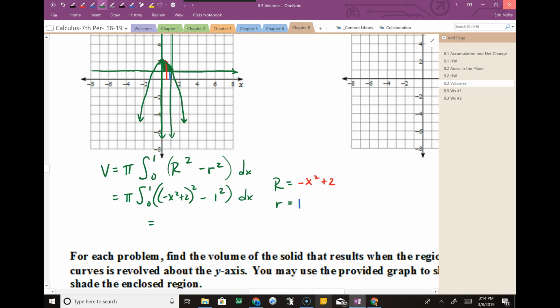So you can type that into the calculator. Minus 1, so minus the little r. That's the little r. You've got to subtract out the hole. 5.86. Okay. Is everybody okay with that? Yeah.